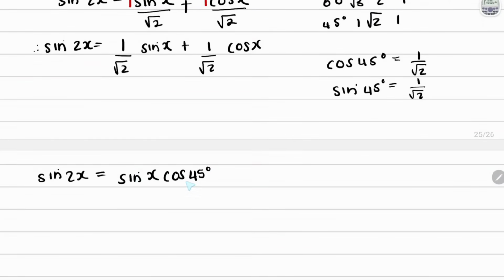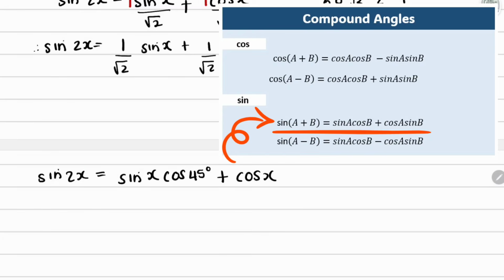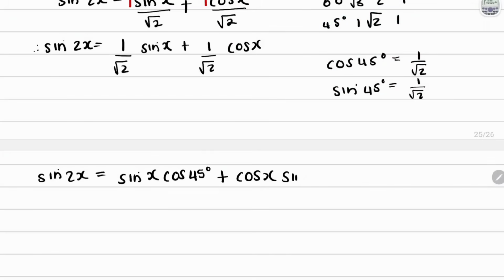So sine cos, then you need to have cos sine. So plus, I'll leave the cos here, cos x. And then the 1 over root 2, I will change that to the sine so that it follows the compound angle for sine. Okay, so that's sine 45 degrees.